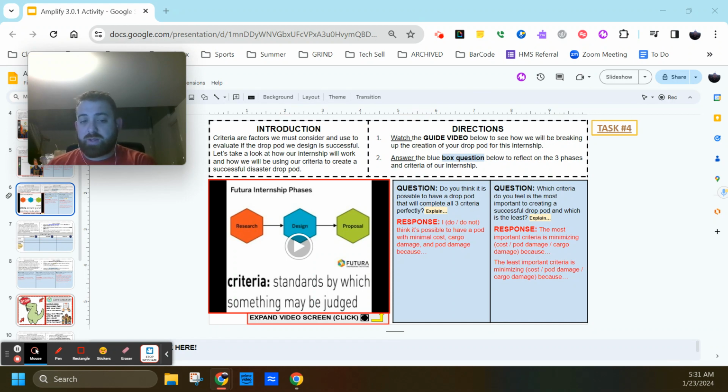We're going to take one last look here at criteria and think about how we're going to go about designing our supply pod. And then we are going to dive right into the research phase, where we look to understand the problem a little bit more so we can best design this pod for people in need.